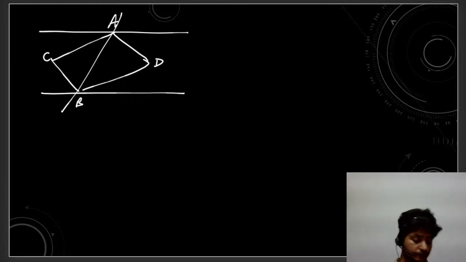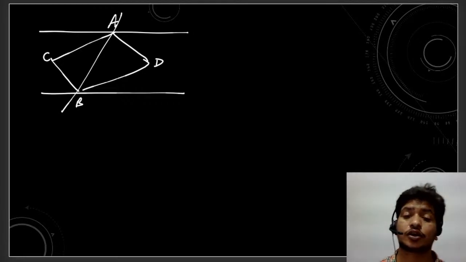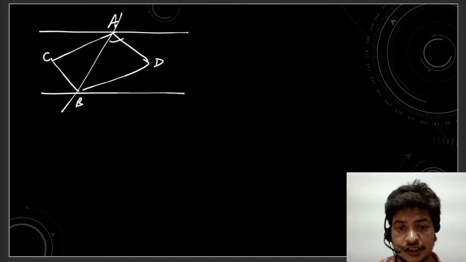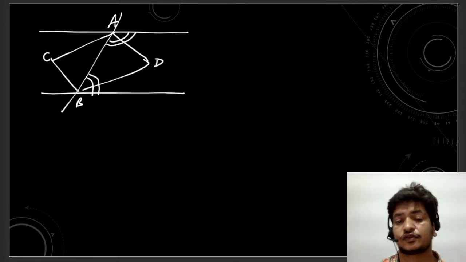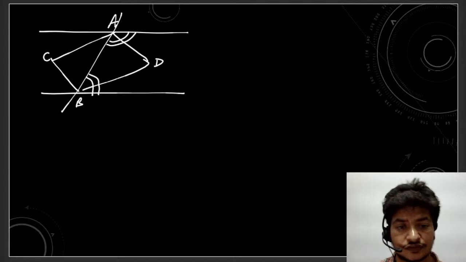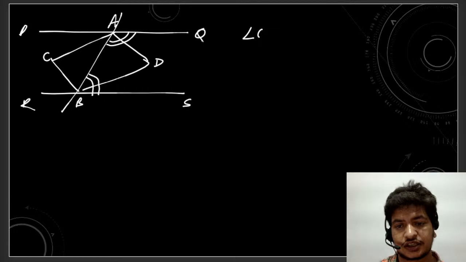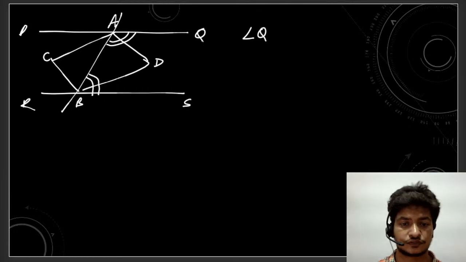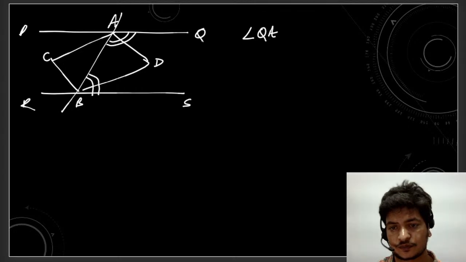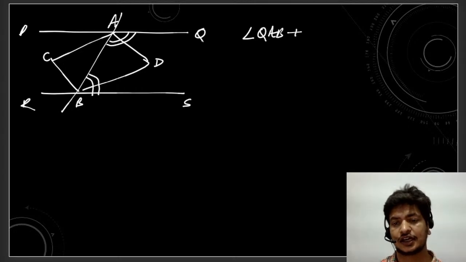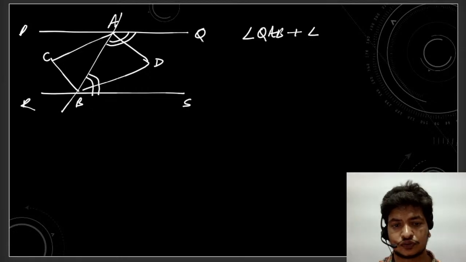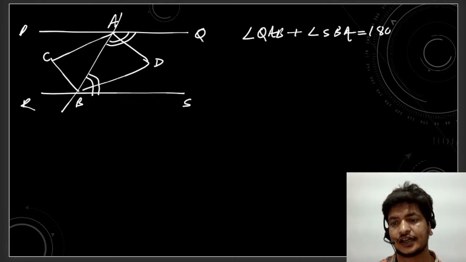Okay, now one most important property that we know is, अगर इसका sum और इसका sum करते हैं, so you will always get the value as 180 degrees. So I can say this one is P, this one is Q, this one is R, and this one is S. What we can prove is angle QAB plus angle SBA is equal to 180 degrees.